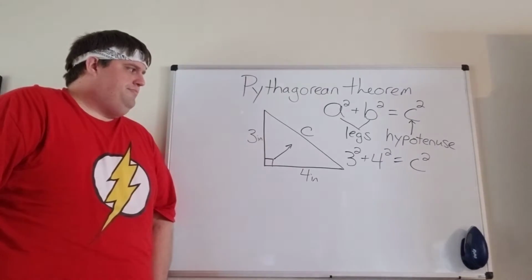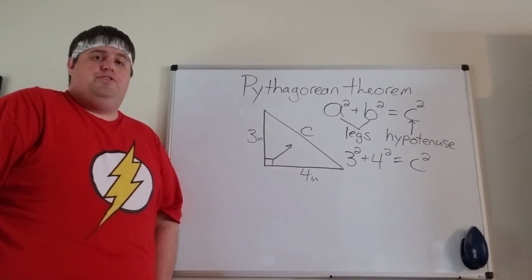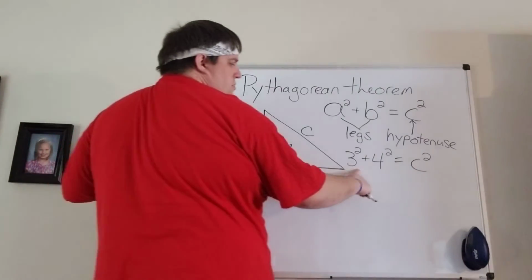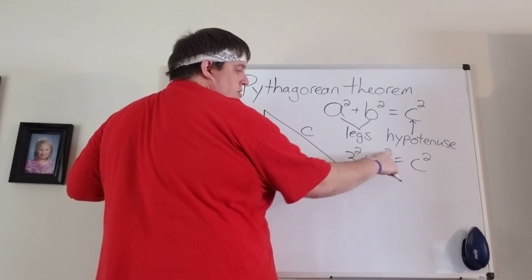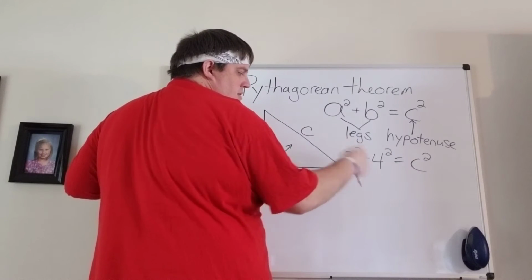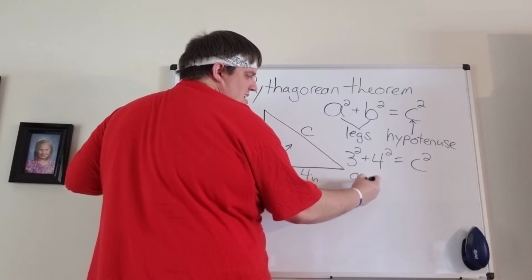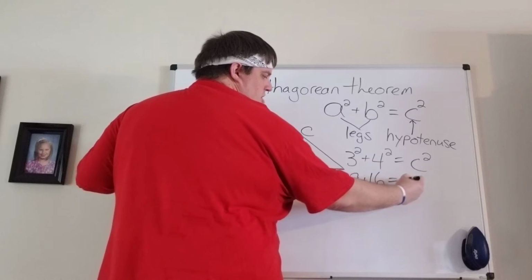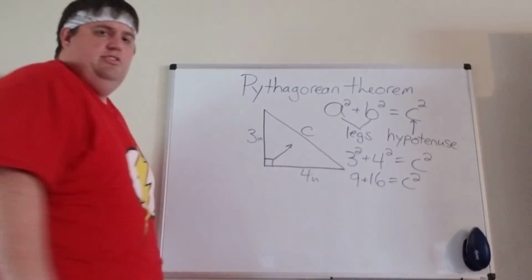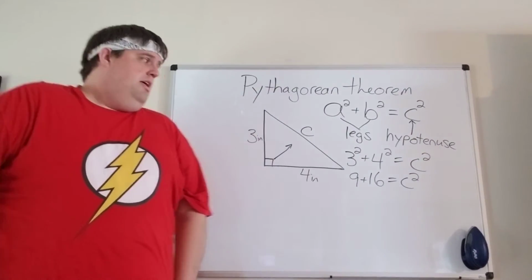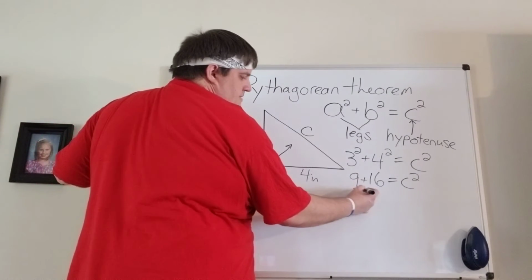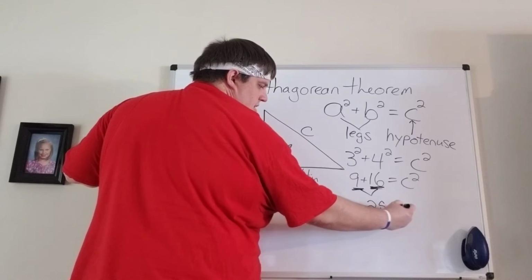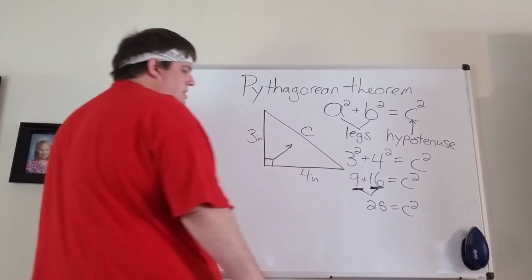Just like so. Now, as you can probably imagine, we're just going to do some order of operations here. So we need to make sure we do these exponents first. So 3 to the second power, 3 times 3 is 9. 4 to the second power is 16. We have no idea what c is still, so we're just going to leave it c squared. Now, as you can see on this side, we have some like terms. 9 and 16, we can just add those together. That's 25 equals c squared.